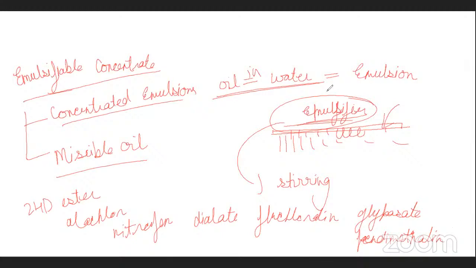And in granules, we have the examples of butachlor, the granules of butachlor. And in this also we can use the 2,4-D ethyl ester. In fumigants, I have already told you the examples.